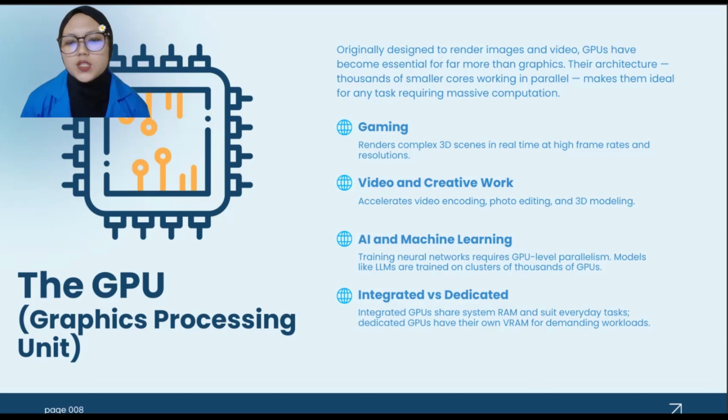Number 4 is integrated versus dedicated. Integrated GPUs share system RAM and suit everyday tasks. Dedicated GPUs have their own VRAM for demanding workloads.